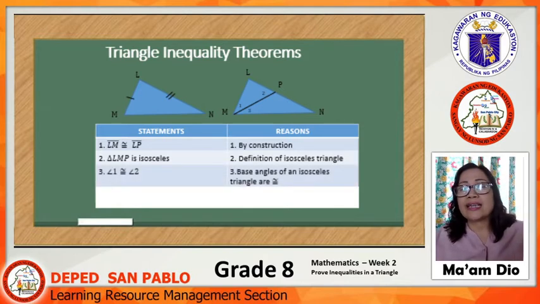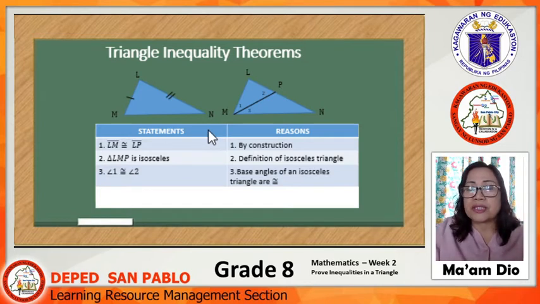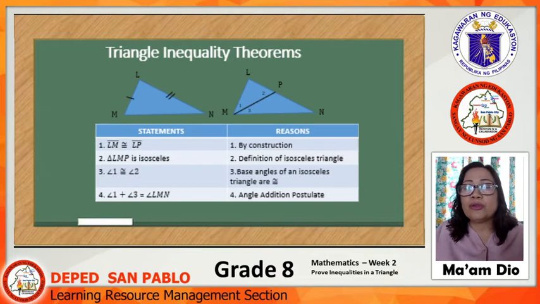Statement number 3 states that angle 1 is congruent to angle 2. Since this is an isosceles triangle, then the base angles of this triangle are congruent. Now, for statement number 4, we have angle 1 is congruent to angle 3. Angle 1 plus angle 3 is equal to the measure of angle LMN. Okay, this angle here, angle LMN is equal to the measure of angle 1 plus the measure of angle 3, and the reason for that is by the angle addition postulate.